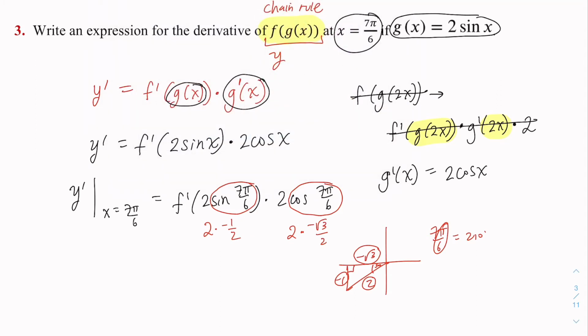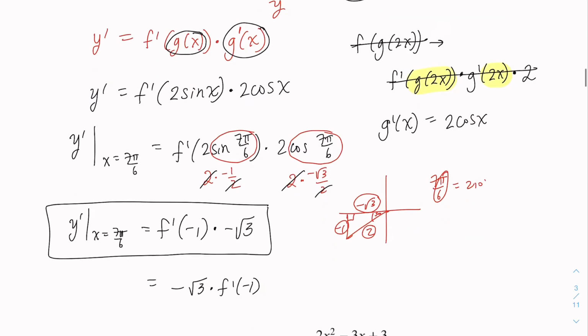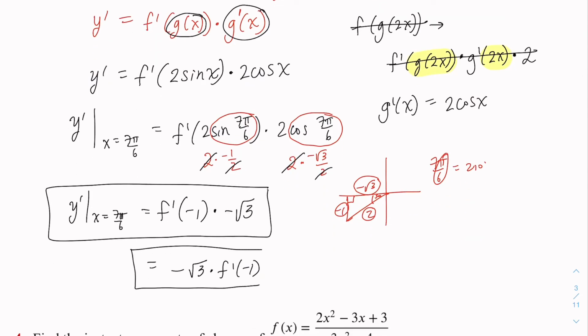So finishing up, y prime evaluated at 7 pi over 6 yields f prime of 2 times negative 1/2, the 2's will cancel, times 2 times negative radical 3 over 2, 2's will cancel again. And so our final answer can be written like this, or if you move the constant to the front, as we typically do, this is an answer as well.